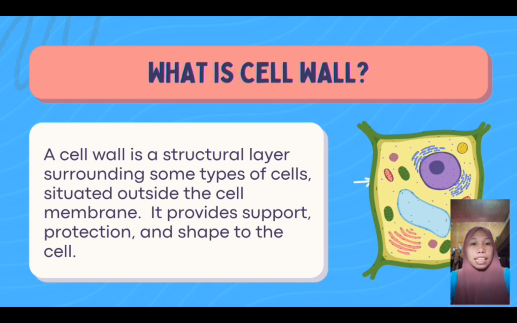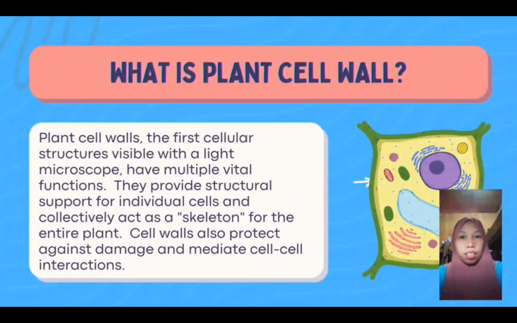So makikita ang cell wall sa plant cells, fungi, bacteria, and some protists. So pero hindi ito makikita sa animal cell. So, in short, it's a tough layer na nagpapalakas sa cell structure. The next is what is plant cell wall.